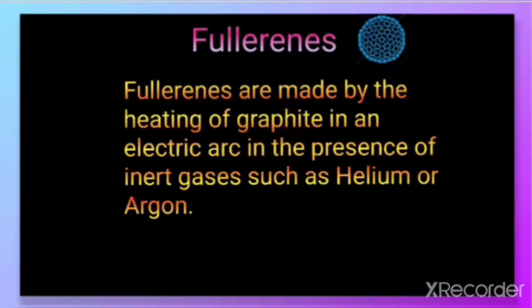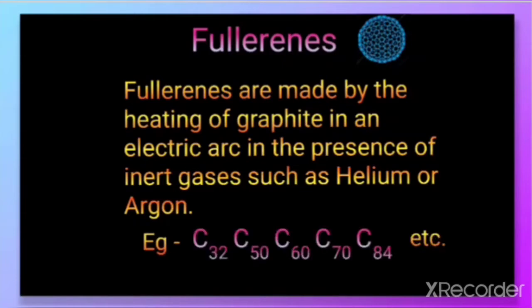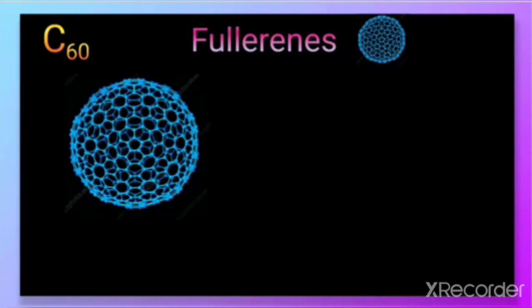Fullerenes are made by heating graphite in an electric arc in the presence of inert gases such as helium or argon. That means fullerenes can be prepared by heating graphite in an electric arc in the presence of inert gases. Examples of fullerenes, which are actually clusters of carbon, are C32, C50, C60, C70 and C84. Among these allotropes, the one with molecular formula C60 is the most important. So let us discuss more about the C60 fullerene.